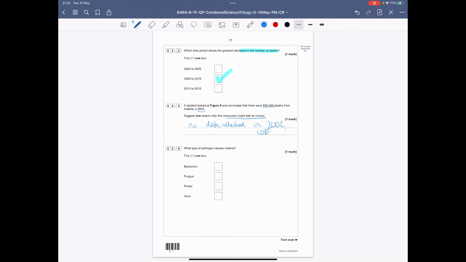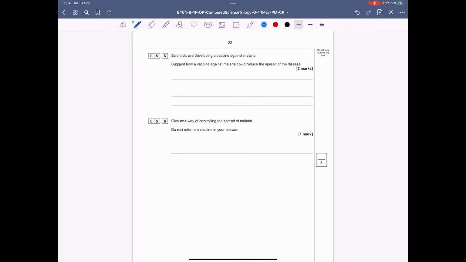Or you could say that another reason it might not be correct is that not all deaths were recorded. Okay. What type of pathogen causes malaria? Well, this is just a fact you need to know: malaria is caused by a protist, and it's spread by mosquitoes, which we call a vector. A vector is an animal or an organism that spreads a disease that is not affected by it.